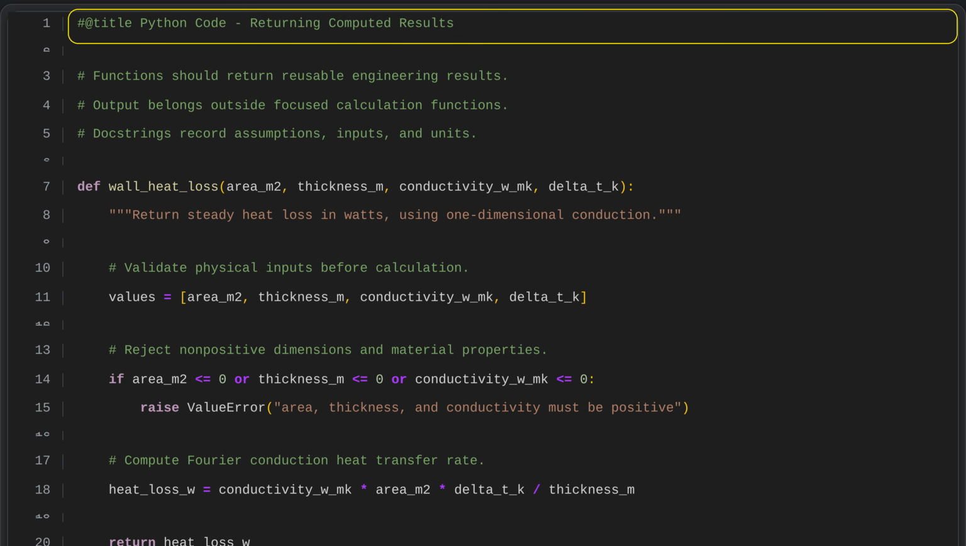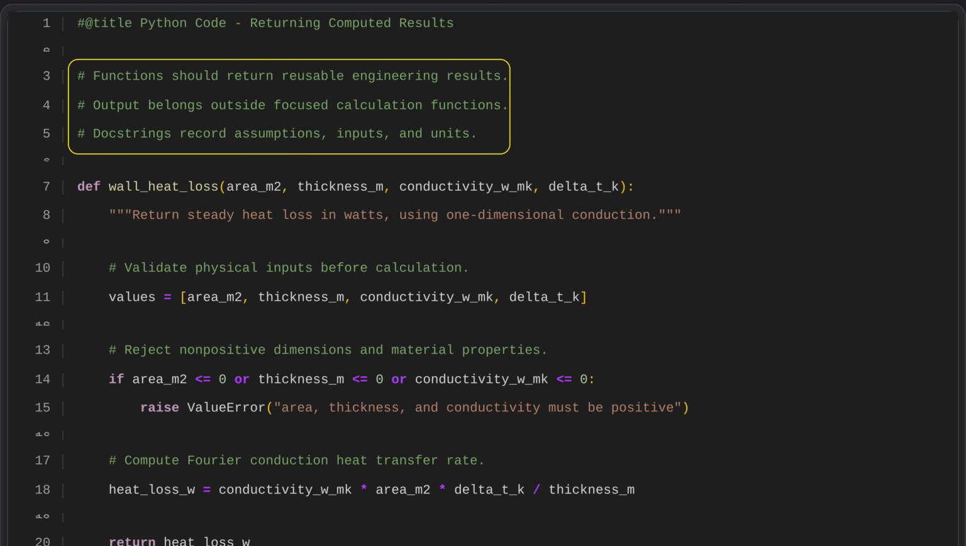Python code, returning computed results. Focused calculation functions should return reusable engineering results, not handle output directly. Keep printing or display logic outside these functions, and use docstrings to record key assumptions, inputs, and units.